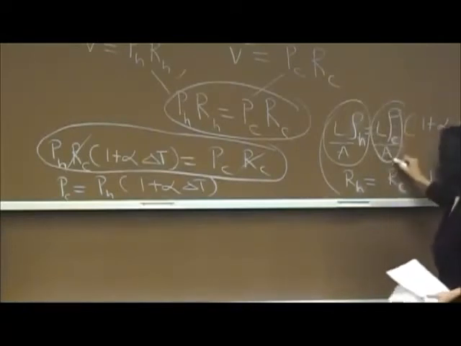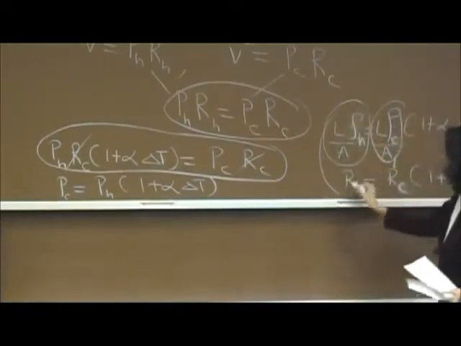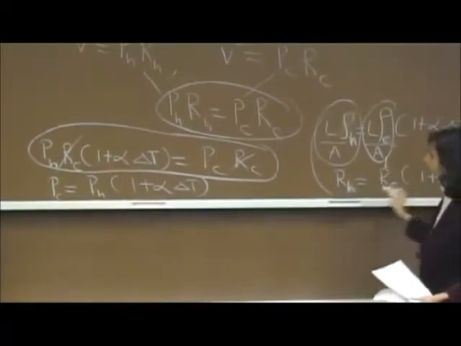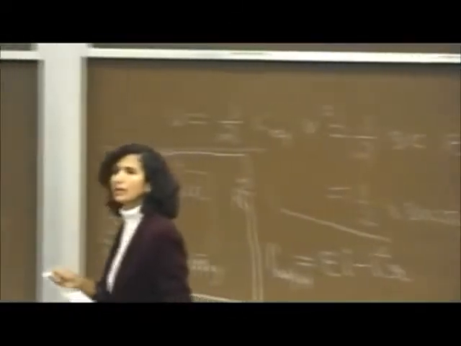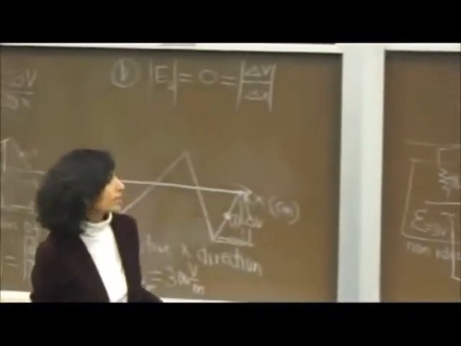Right, so this thing is this thing is this. So I know R sub H is R sub c times 1 plus alpha delta T. That's what I plugged in here. Is that making sense? Any other questions, folks? Anybody?